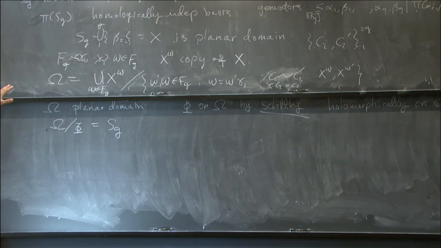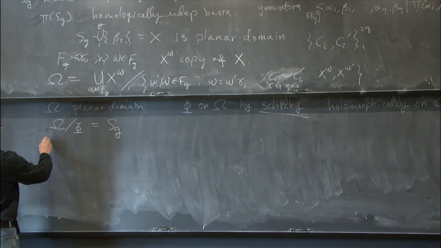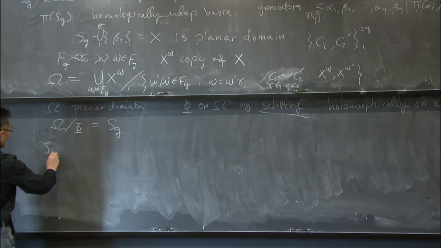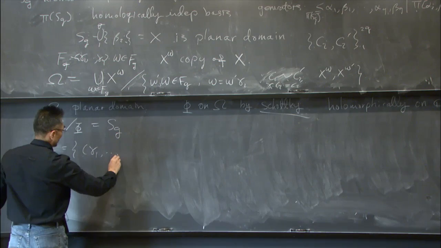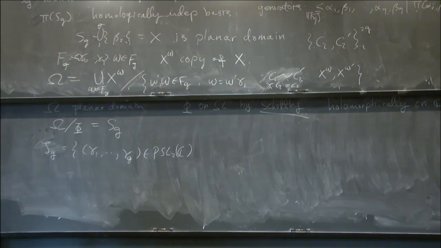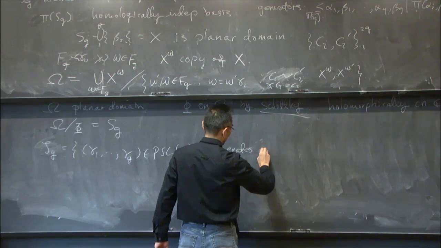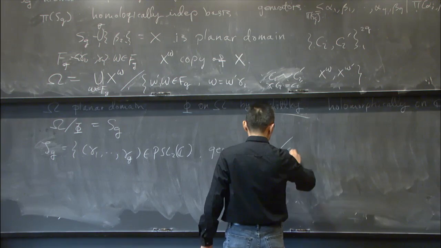And well, the fundamental group, let's see. So the Schottky space, let me define the Schottky space here. A Schottky space of genus G is given by all collections of Mobius transformations that generate a Schottky group. I'll just take a conjugate equivalency as well.